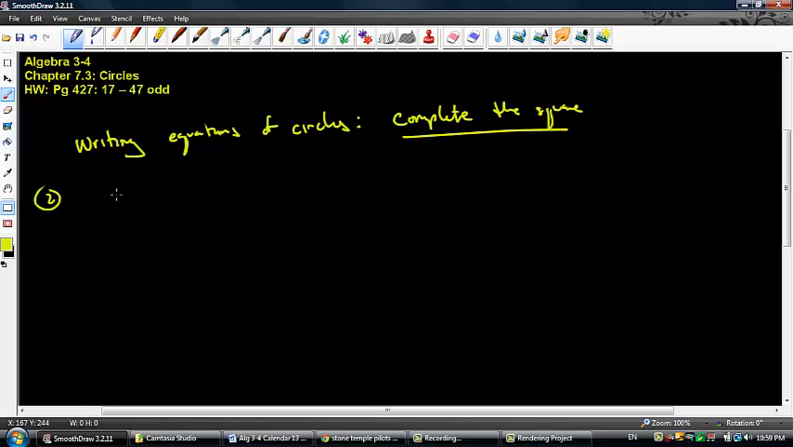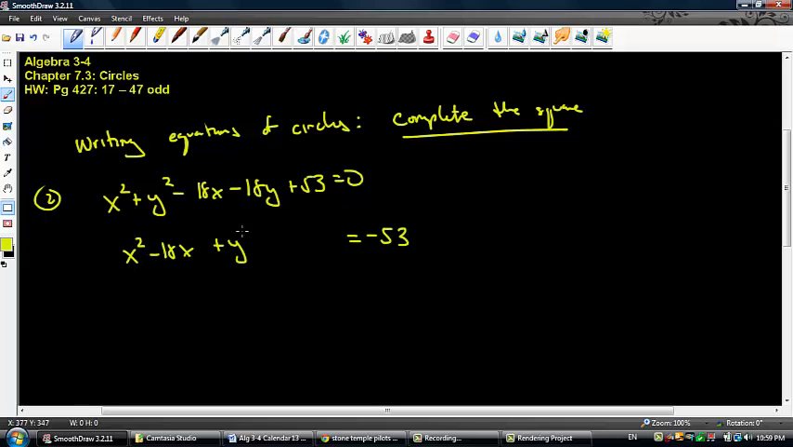x squared plus y squared minus 18x minus 18y plus 53 equals 0. Okay, I'm going to subtract 53 from both sides, so I get equals negative 53 here. Now I'm going to rearrange all of these: x squared minus 18x plus y squared minus 18y. I do that because I want all the x's together and all the y's together.